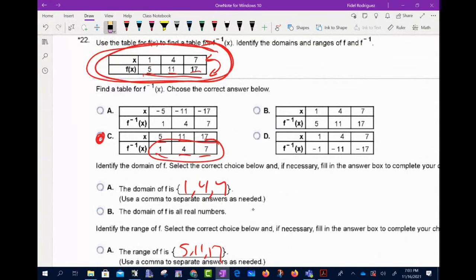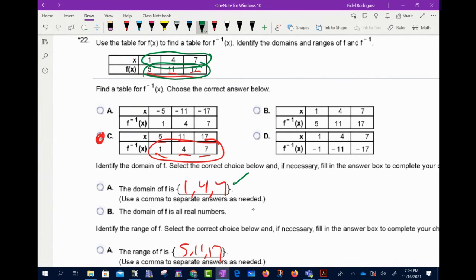We're going back to the first chart right here, right? So we're looking at this one, and it says, what's the domain? So the domain are those numbers there. So that's why I put 1, 4, and 7, right? And then what's the range? 5, 11, and 17, right?